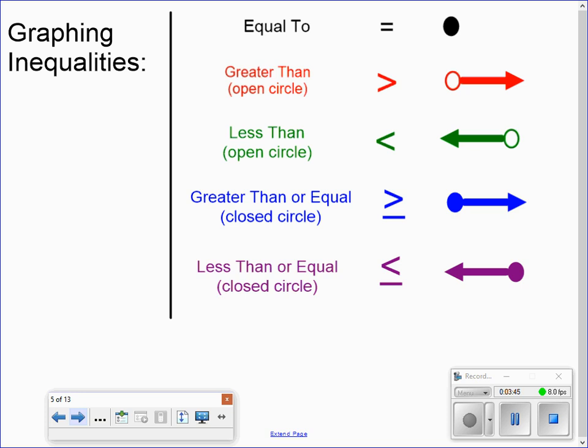And because it's greater than or less than, there's no equal to part to it. We use an open circle to indicate that we do not want to include the point that we start at. But if it's greater than or equal to or less than or equal to, it's going to look very similar to greater than and less than. But this time we're going to fill in our point. We're going to fill in the circle so that we indicate that we are indeed including the point where we're starting at.